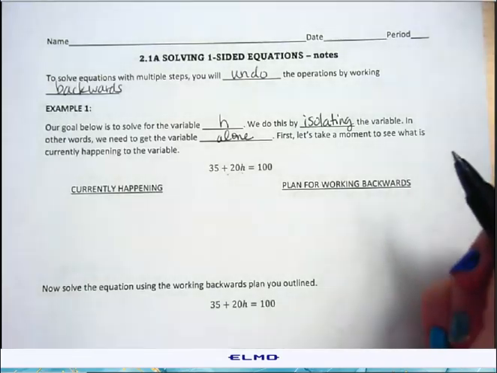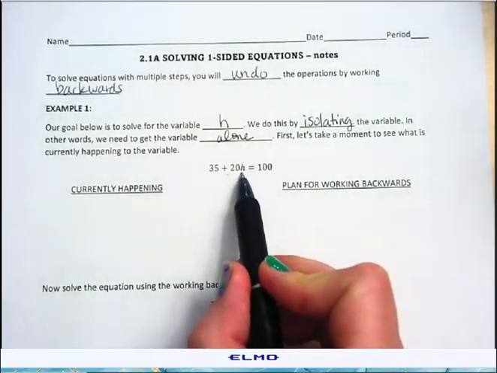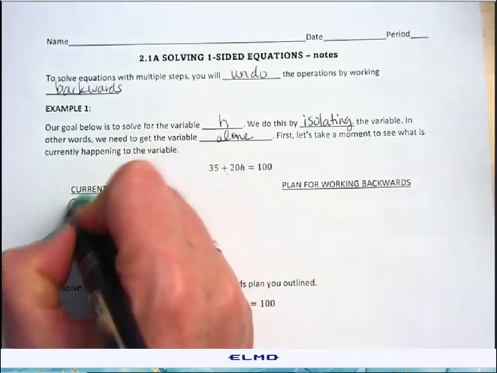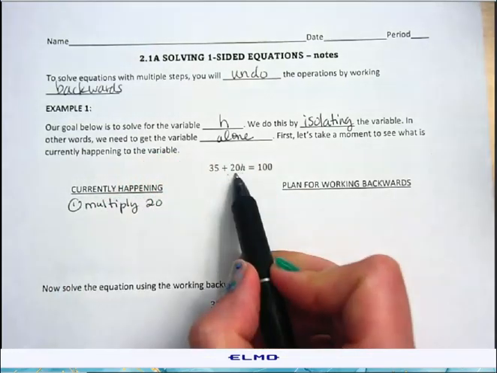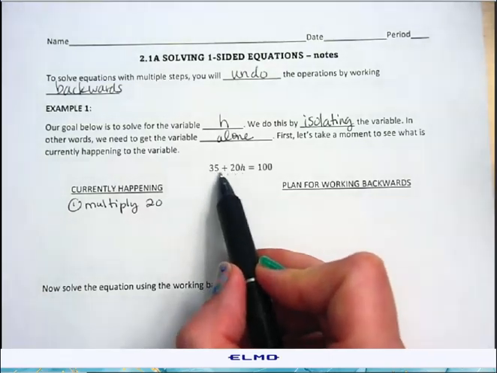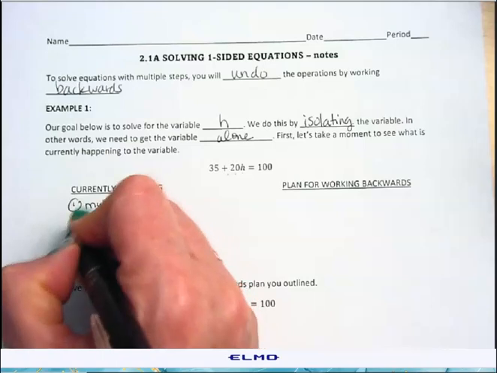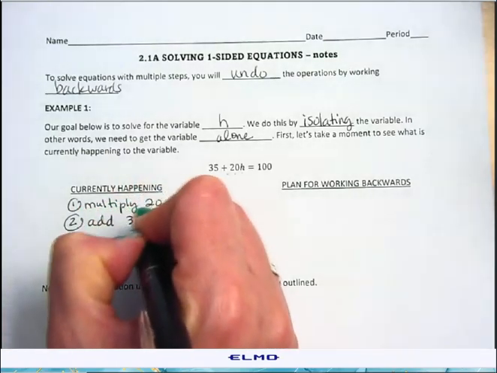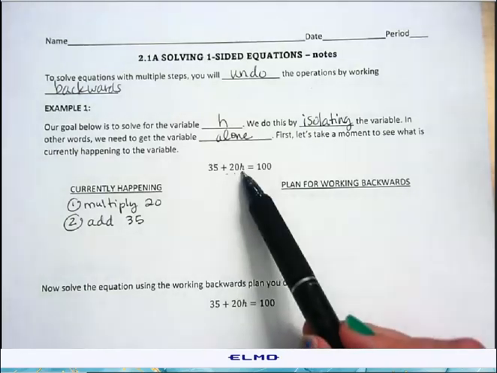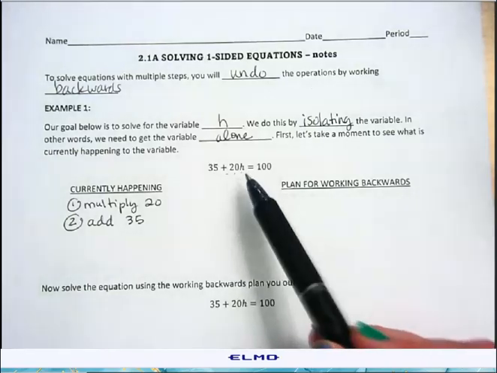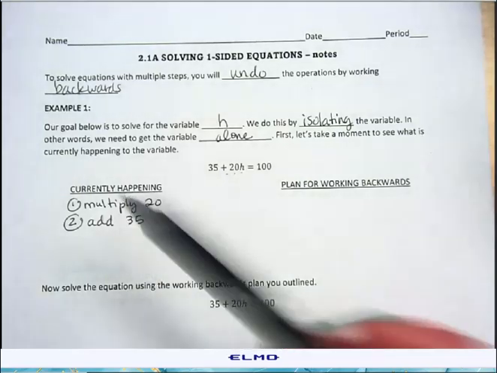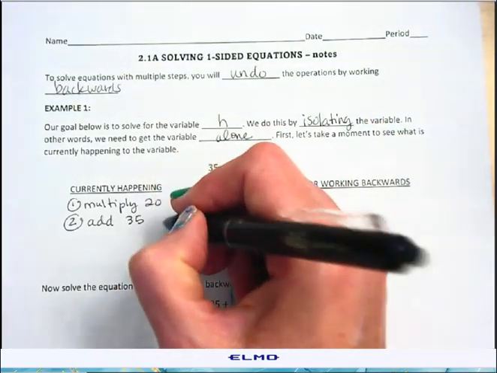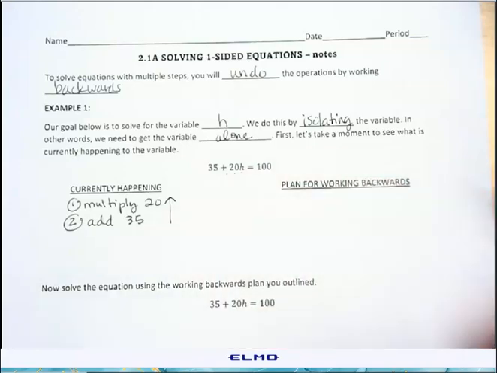So first, let's take a moment to see what is currently happening. So here's my variable. The closest thing to it is what's happening to it first, which is multiply 20. And then the second thing is farther away, and it's the plus 35. So the second thing is add 35. So in order to get the h by itself, so we have a solution that says h equals something, and we have h all alone, we're going to undo these steps backwards. So we're going to do the opposite of them, starting with the second one.